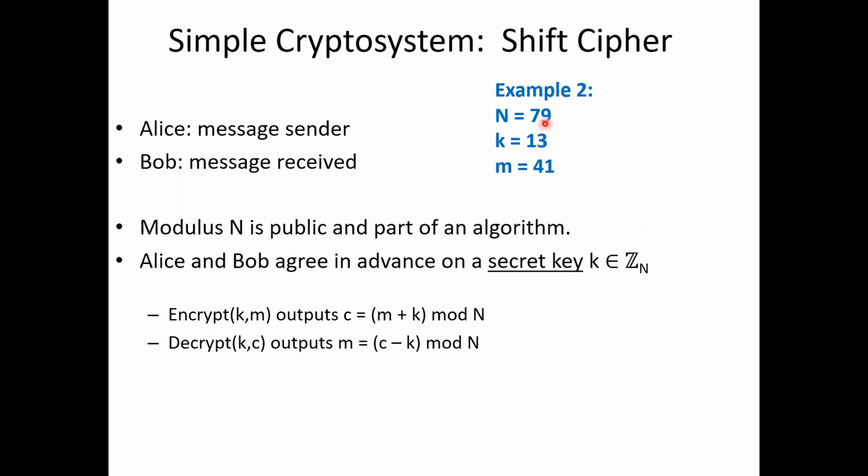Here, when the message is 41 and the key is 13, I don't have a wraparound. The sum over the integers is smaller than the modulus, so that's easy.